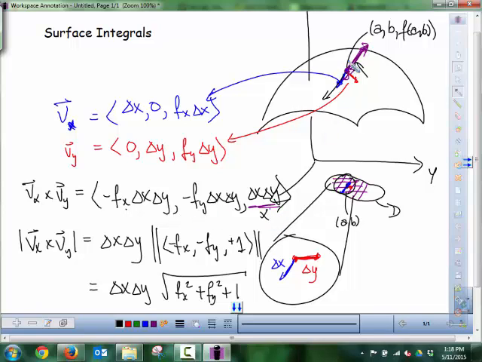But you can also have another vector that's perpendicular that's going the opposite way, where you have a negative fx and negative fy, and then now your third component is positive 1. So there's a positive 1 that comes out.